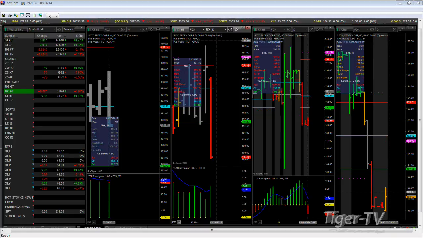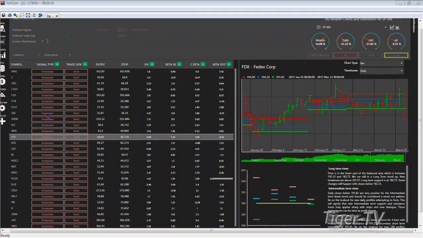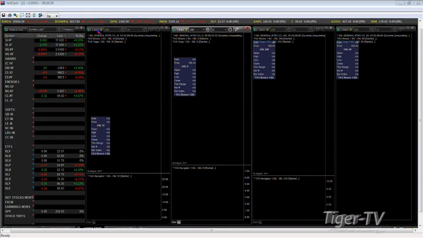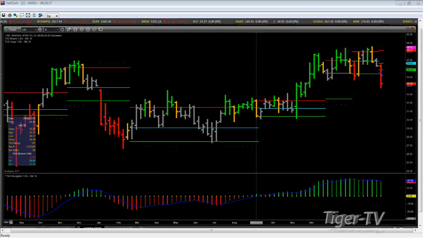Let's take a look at a couple other stocks here. General Motors. GM. All right, so we kind of started having that weekly migration we talked about. Let's cover this when we come back, folks.